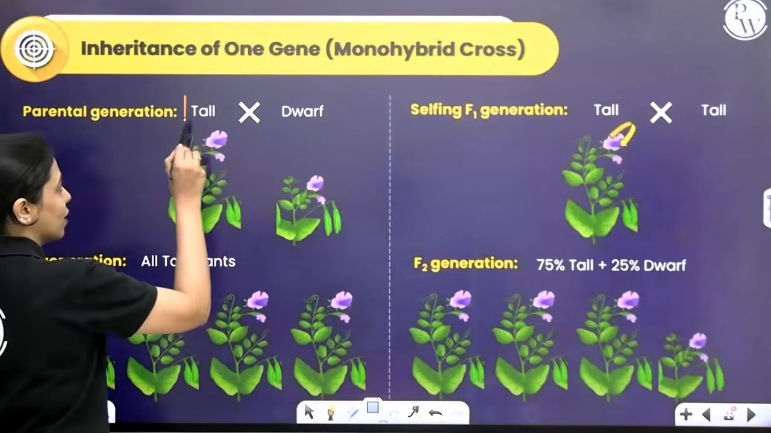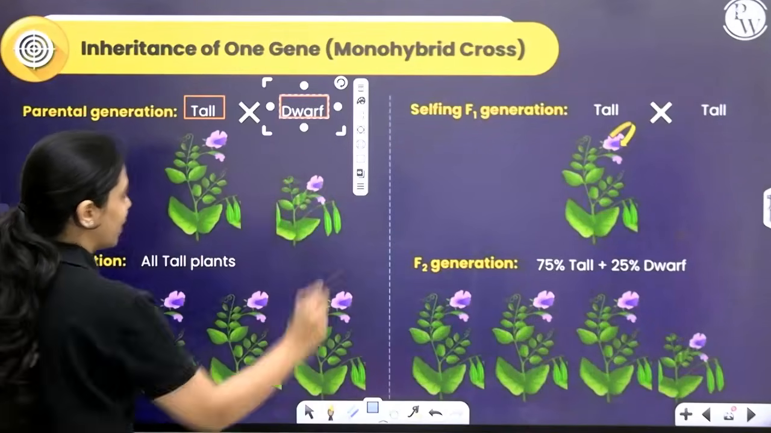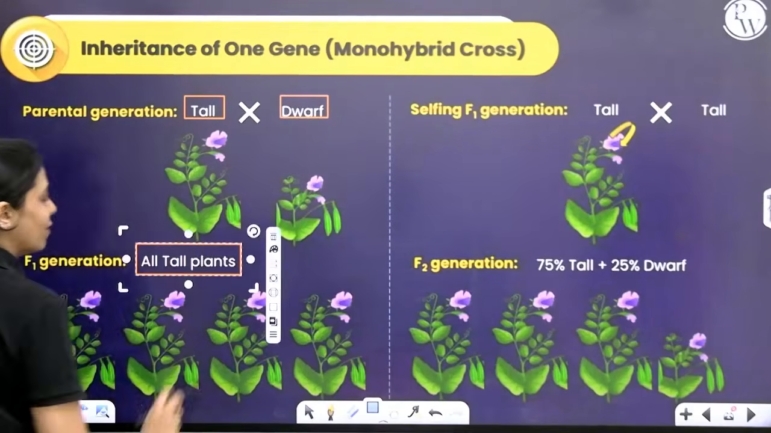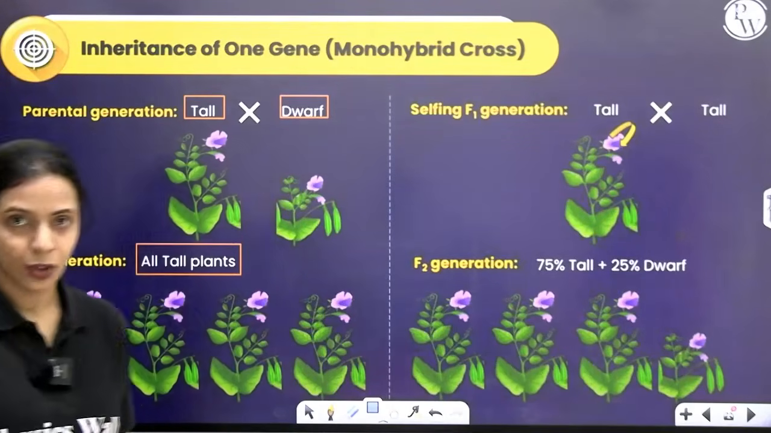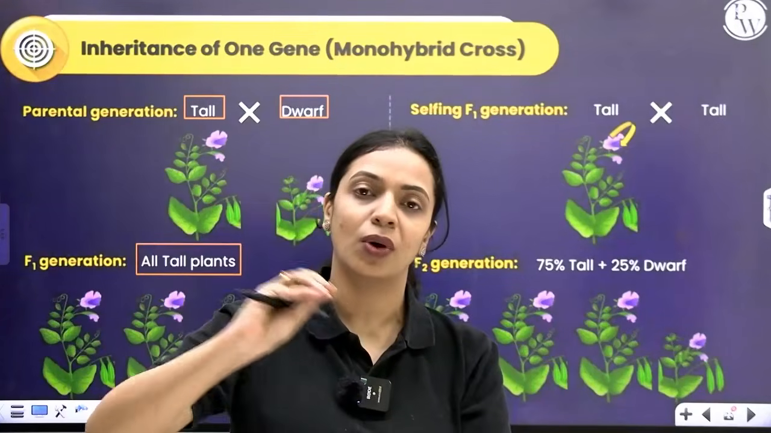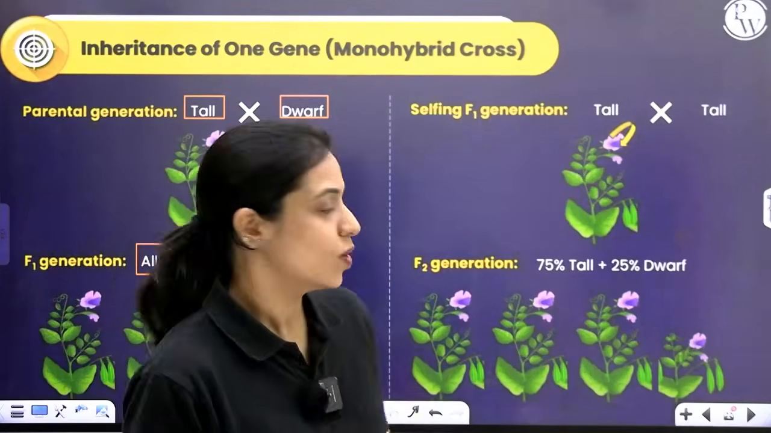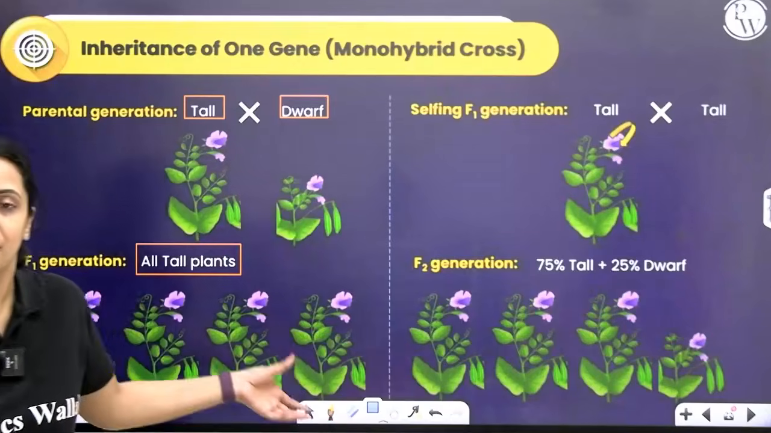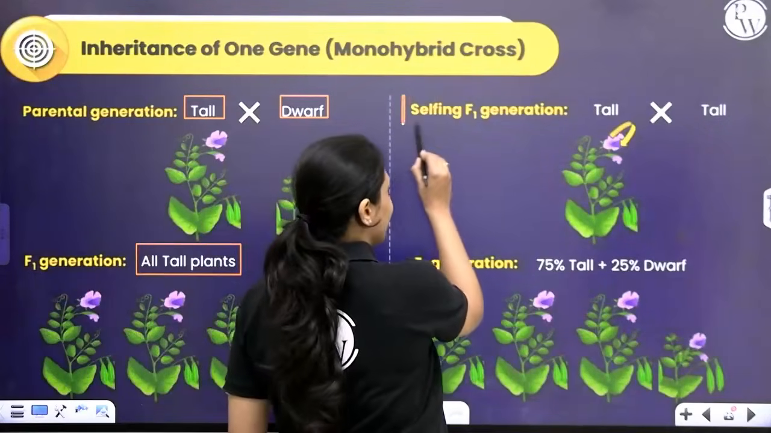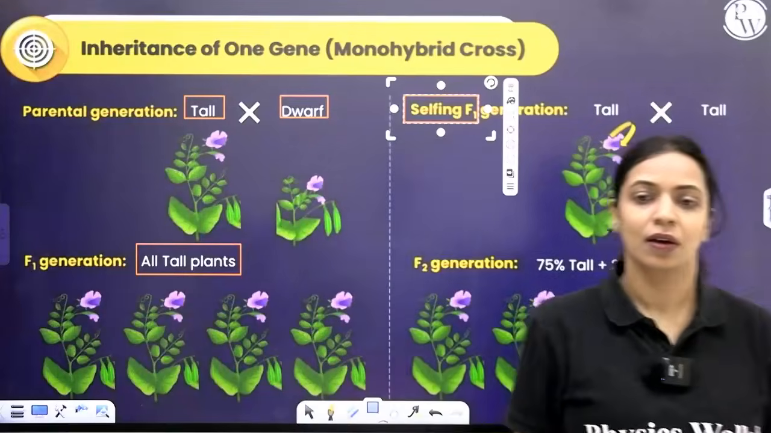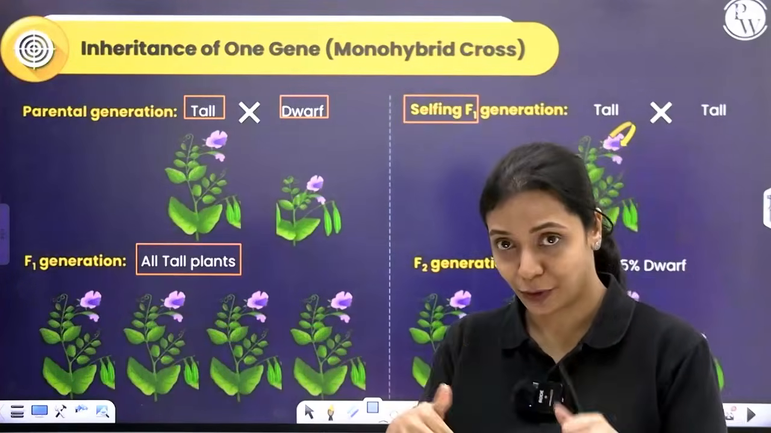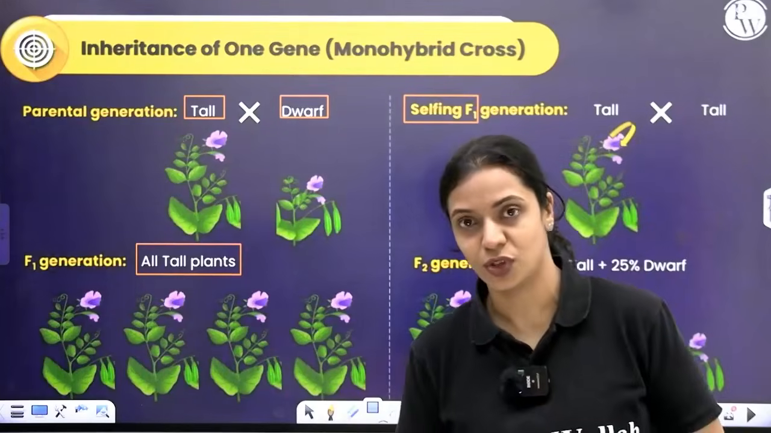When he crossed a pure breeding tall plant with a pure breeding dwarf plant, all the plants that he obtained in the F1 generation were tall. What did I tell you are the steps? Selection, cross, F1, allow F1 to undergo self-pollination. So all tall plants he got. In the F1 generation, whatever plants he got, he allowed them to undergo self-pollination. When they underwent self-pollination, whatever offspring you will get from that is called your F2 generation.